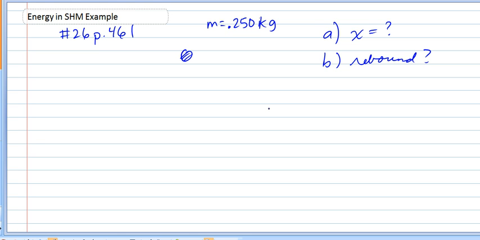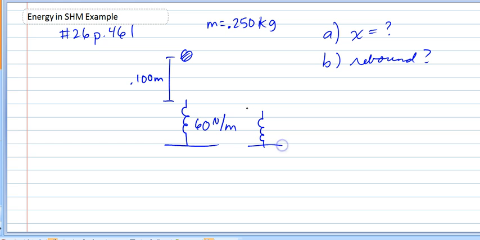So we start off with a ball with a mass of 250 grams, and it is located 10 centimeters, or 0.100 meters, above the top of a spring. It has a spring constant of 60 newtons per meter. And so what's going to happen is it will fall and compress the spring a certain amount from the starting point. So if I make this the starting point, it will compress the spring a certain amount x, and the ball will be there. Okay, so we need to figure out what distance the ball compresses the spring.